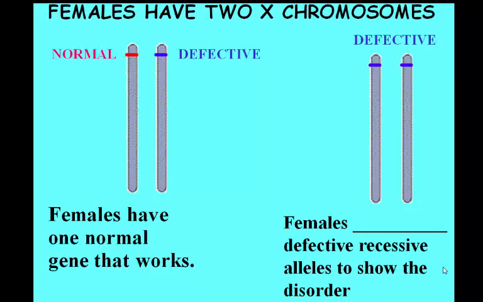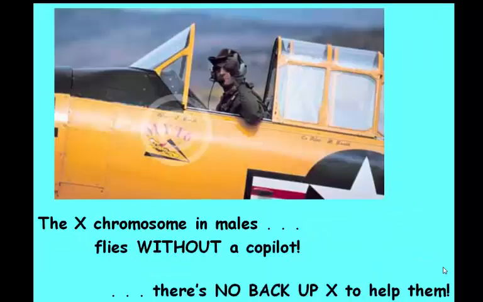Women, on the other hand, have 2 X chromosomes. So they're going to have 2 alleles for that one single trait. So if they have the normal gene and the defective gene, so they're heterozygotes, that normal gene will mask the recessive defective gene. So females need 2 recessive alleles in order to have the trait. So the X chromosome in males flies without a co-pilot.